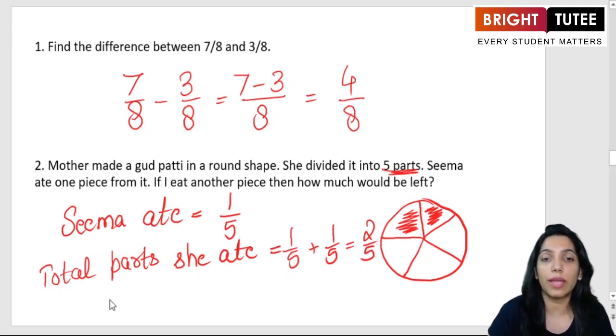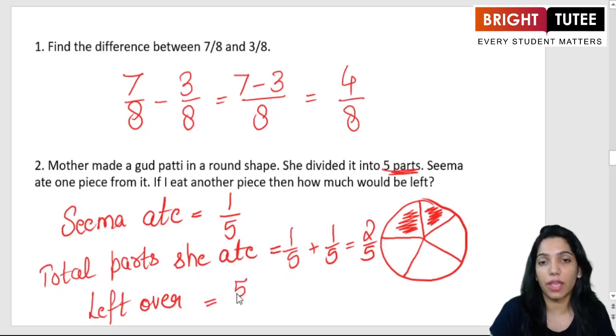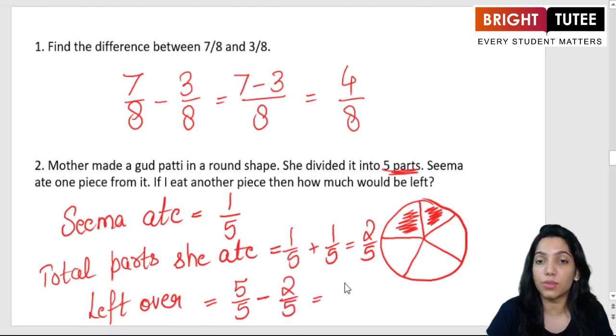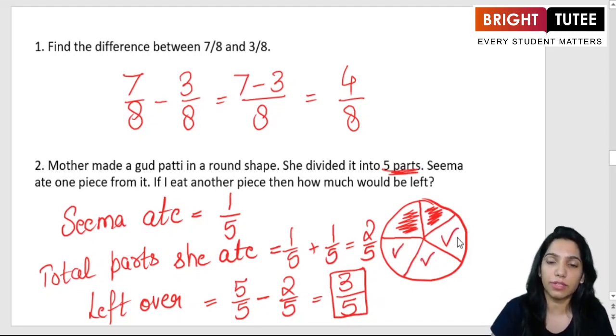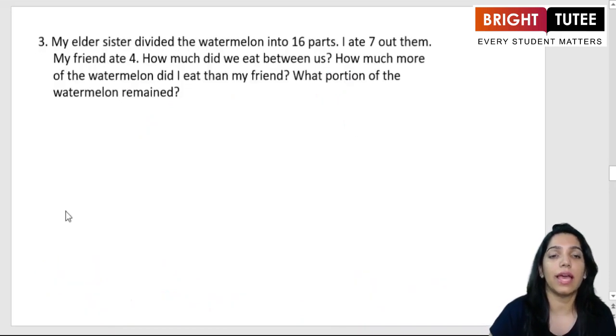This is the part that she consumed. Now I want to find how much is left. So left over is equal to, what is the total? 5 out of 5 is the total. Out of this, 2 over 5 she ate. So what is left? 5 minus 2 is 3 over 5. As you can see in the image itself, 3 parts out of 5 are left in the gur patti. Okay, now let's move ahead and try another question.